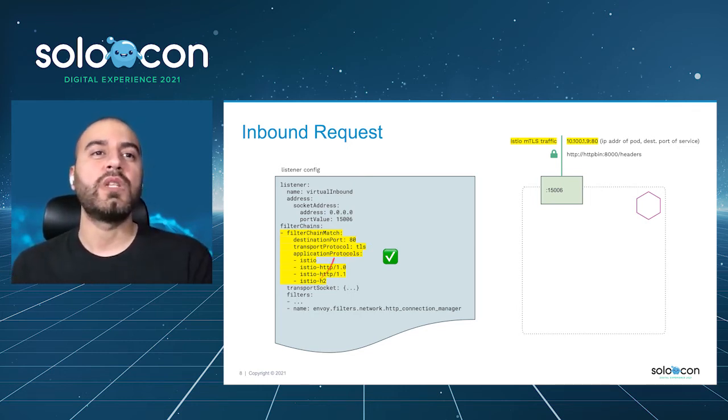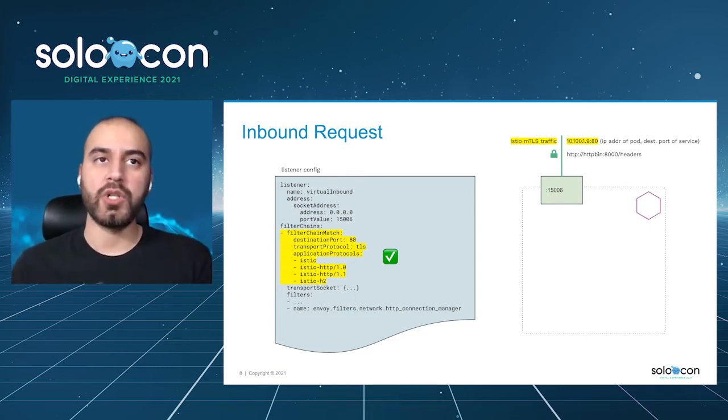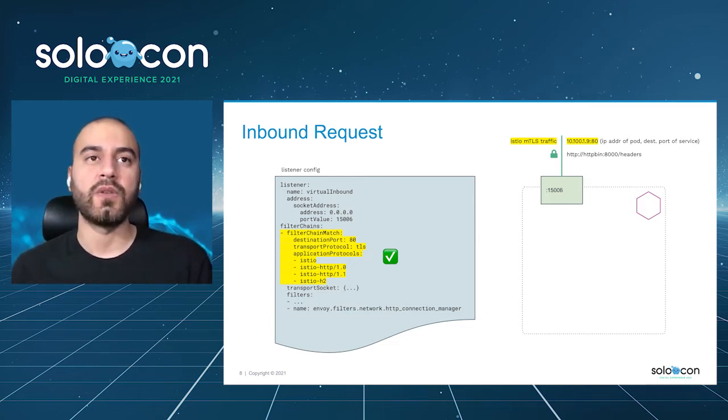And in this case, we do have a match. We have a destination port of 80. Again, remember our destination port is 80, right? Even though the iptables redirect happened, we still have access to the real original destination, which in this case was 80. So this is a match here. The transport protocol is TLS, because remember, this is the incoming mutual TLS connection.